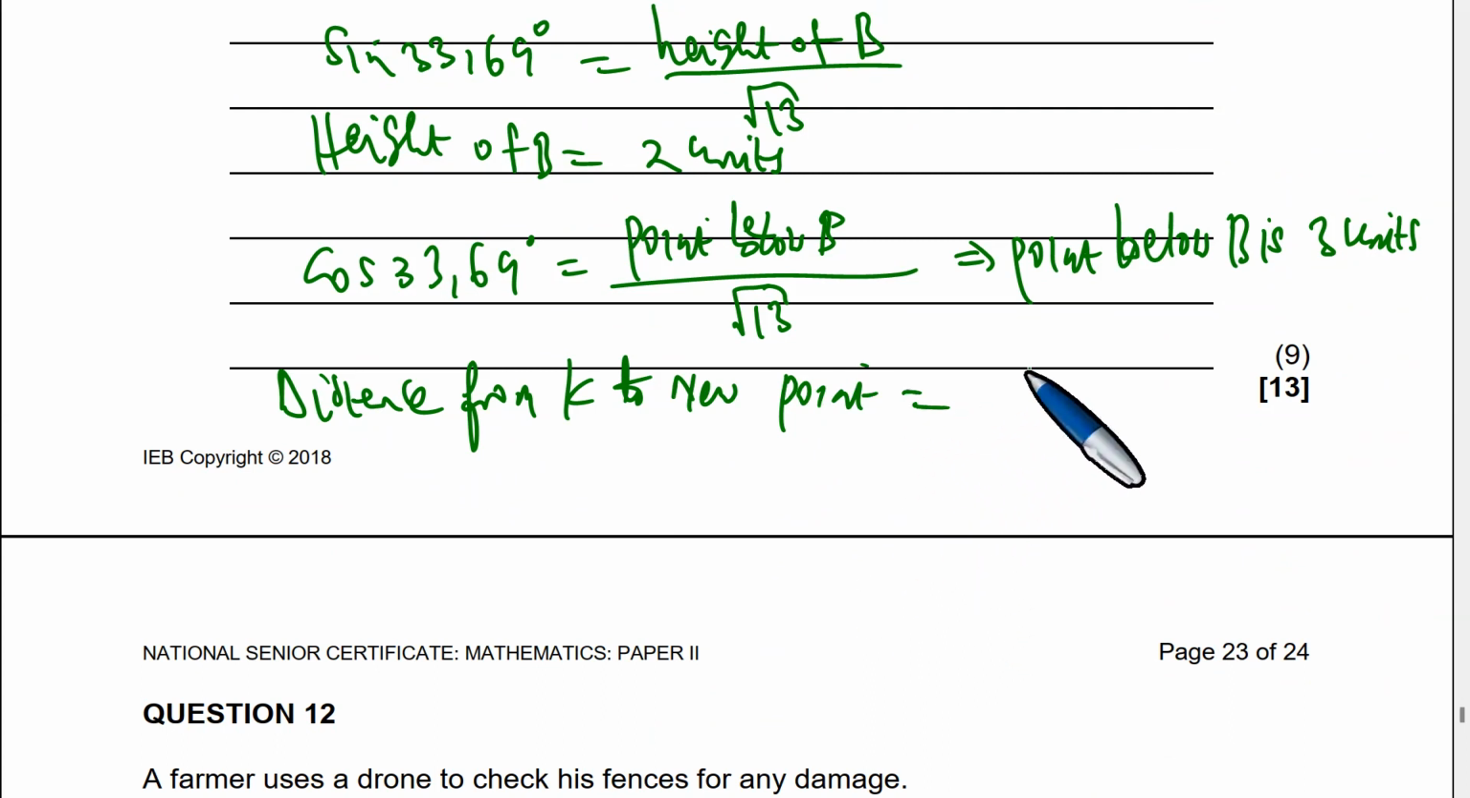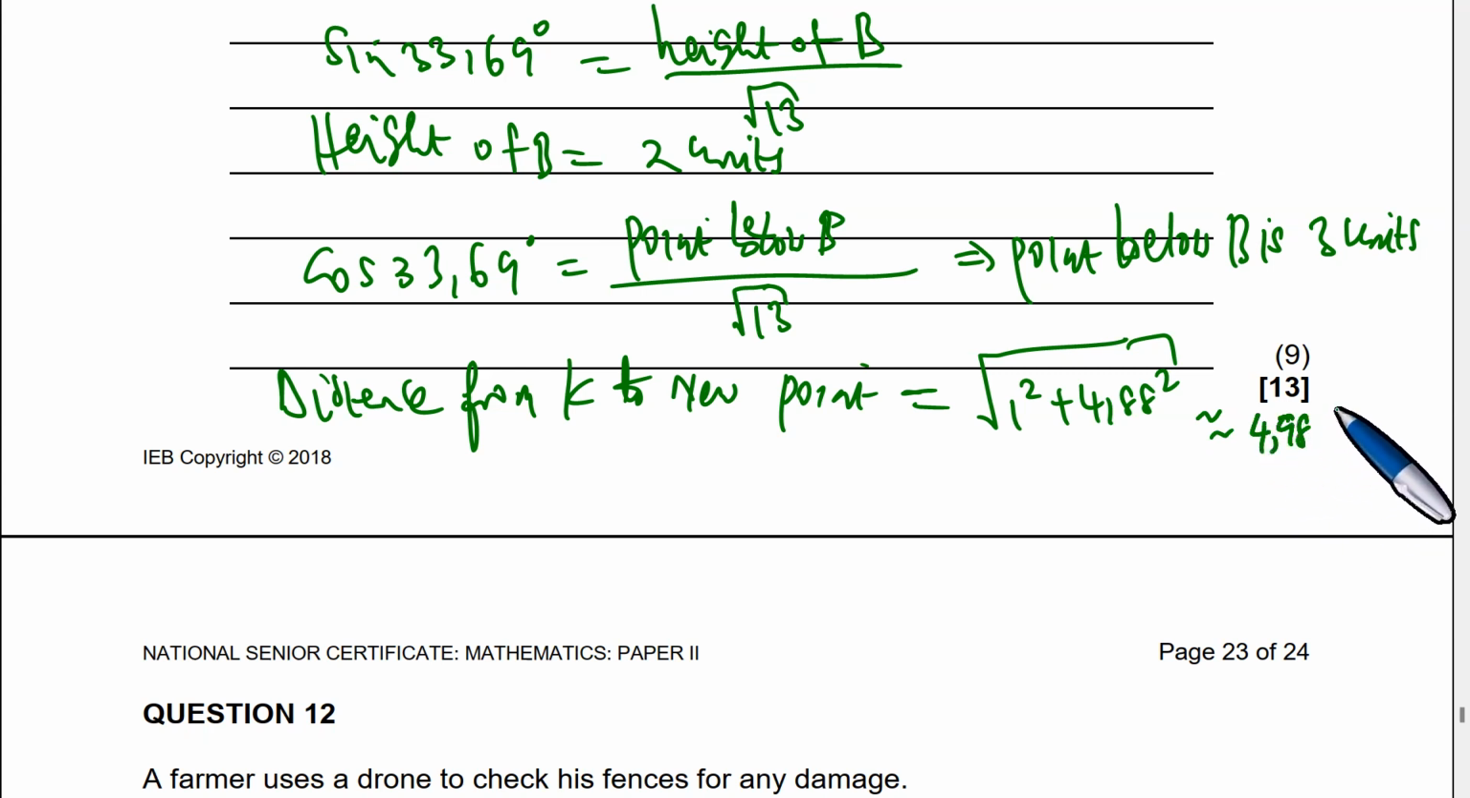So it would be 1 squared plus the 4,08 plus 0,8. So which is 4,88 squared. So using a calculator, this is going to be 4,98 units.